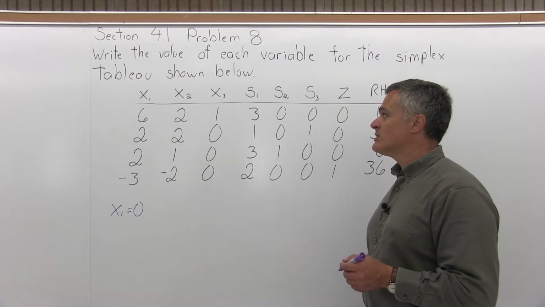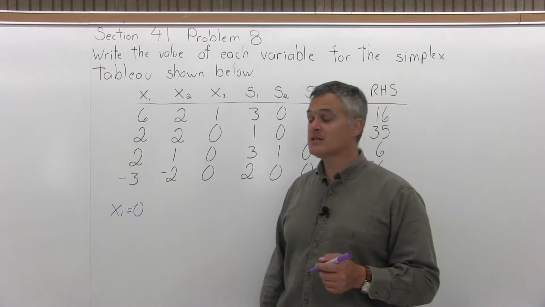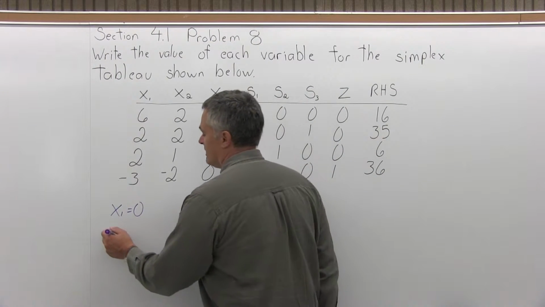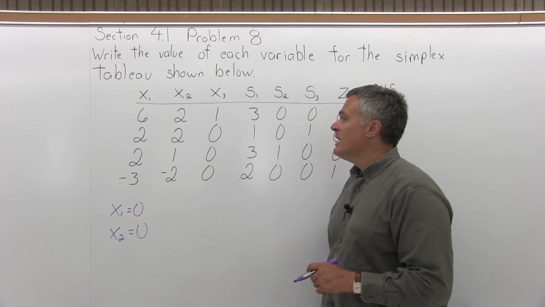And the same thing with x2. If you look in the x2 column, it has 2, 2 again, 1, and then -2. That's not a special column of all zeros and a single one. So the value of x2 is also 0 because it just doesn't have the special column.